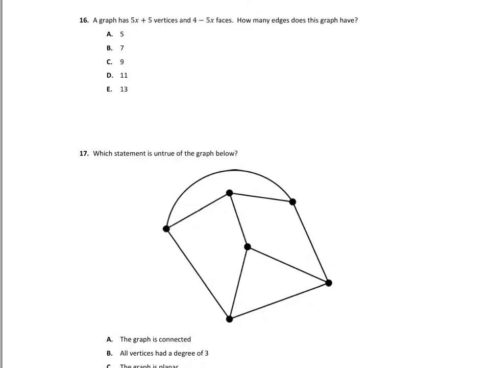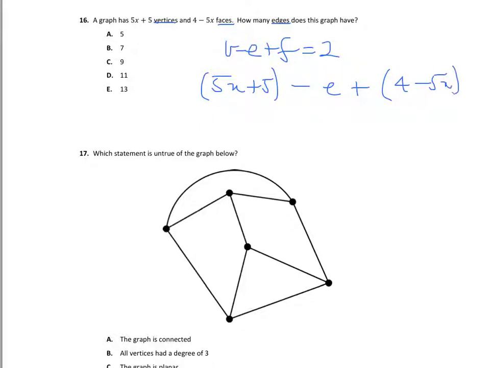Okay, so question 16. A graph has 5x plus 5 vertices. It has 4 minus 5x faces. How many edges does it have? So whenever you're given those 3 keywords or anything about Euler's formula or a planar graph, that tells you that you need to use the formula vertices minus edges plus faces equals 2. Now in this case we don't have values, we've got little expressions. So we're just going to do the same thing though. I know that 5x plus 5 is the vertices minus the number of edges plus faces, 4 minus 5x, has to equal 2.